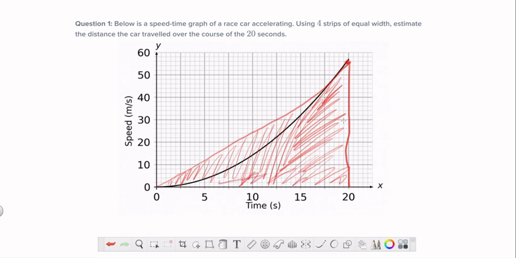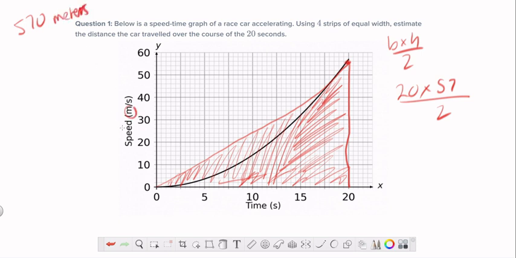Okay, now that is just a basic triangle, and you know the area of a basic triangle is base times height divided by 2. The base here is 20 seconds, 20. The height looks like it goes up to 57, and obviously you've got to divide by 2 because it's a triangle. So very roughly, it's 570. And because on the side it says meters per second, that would obviously be meters as well, right? We have overestimated it.